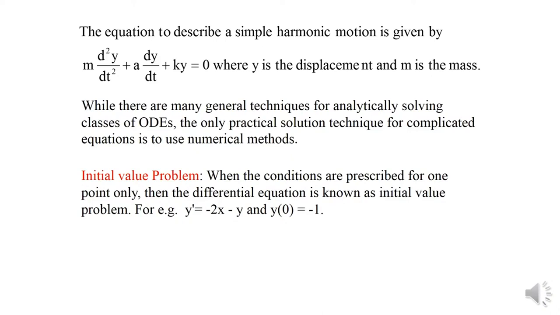An example is y dash is equal to minus 2x minus y, and y at x is equal to 0, the value of y is minus 1. So this is an initial value problem.